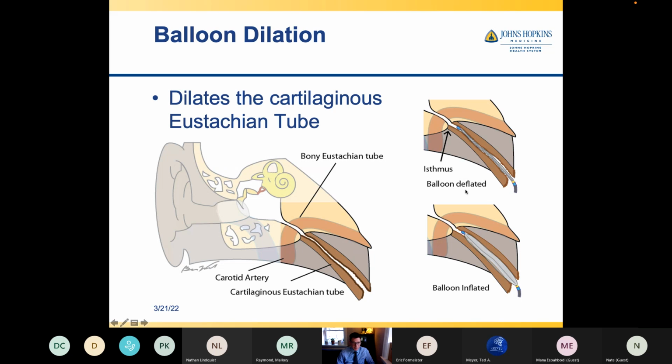So in this, I'm sorry for all of these goofy drawings. I make these myself. But this balloon catheter gets inserted here. It doesn't go into the isthmus. Reminder, this is where the carotid is, close to the bony isthmus. And it just dilates the cartilaginous portion here.